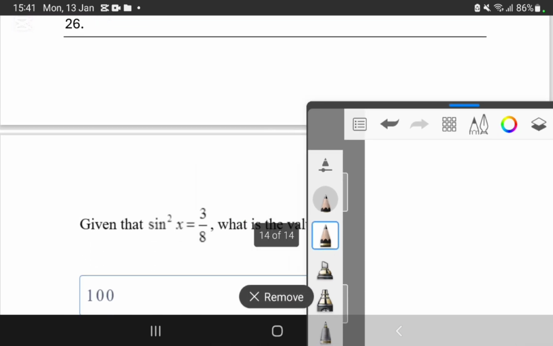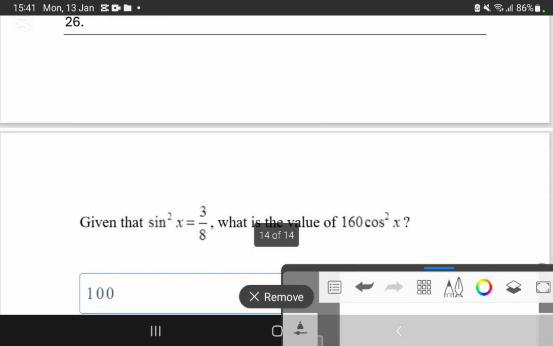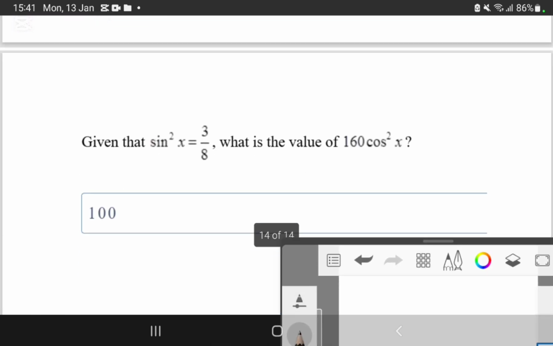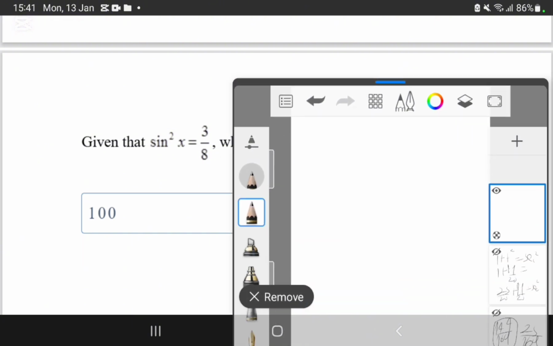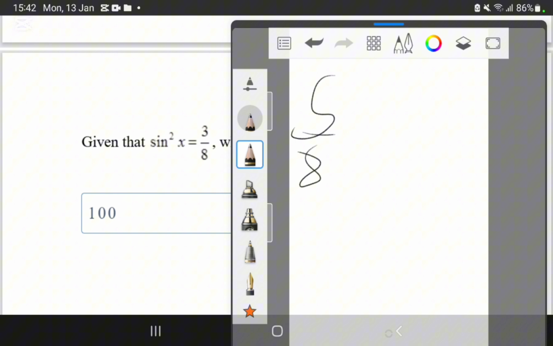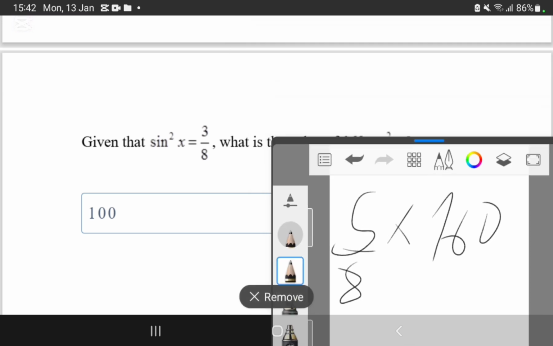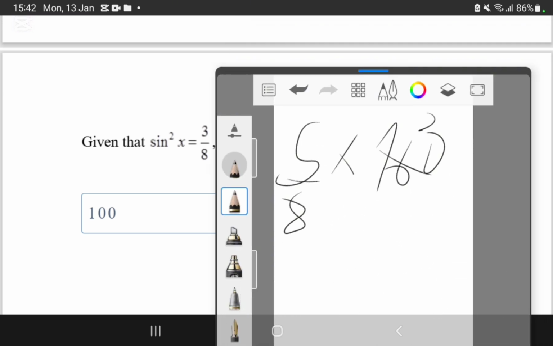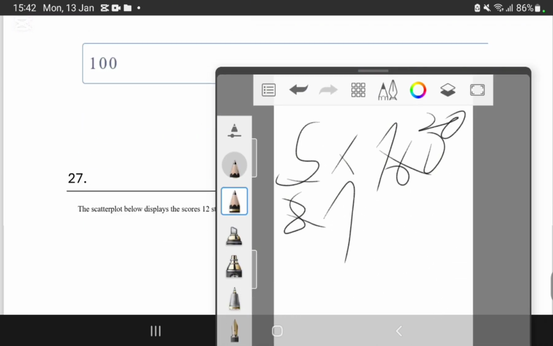Number 26. So first of all, to find the answer to this question, we need to find cosine squared first. Since they gave us sine squared, all we need to do is 1 minus sine squared, which will give us 5 over 8, times 160, because they said here 160 times cosine squared, which will give us 100.